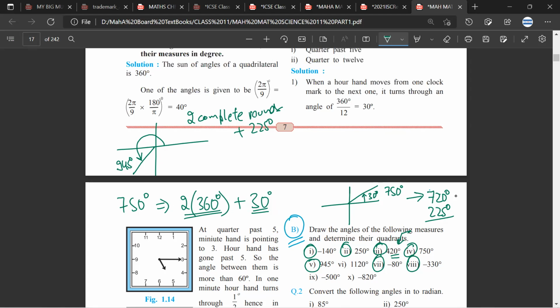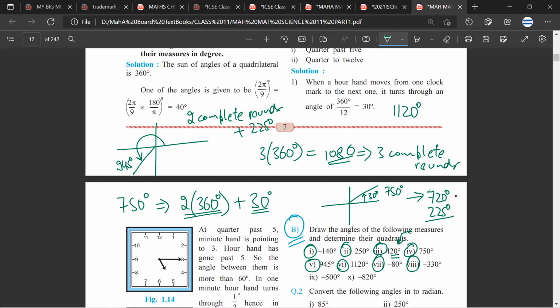And once we have understood this, we understand 1120 degrees also. So all that you need to remember is that 3 into 360 is 1080. So after 1080, 1080 is 3 complete rounds. Have you understood? These are 3 complete rounds.